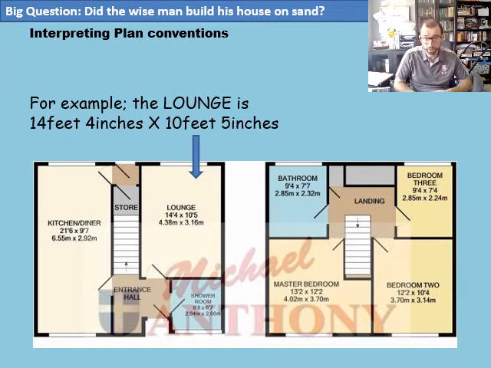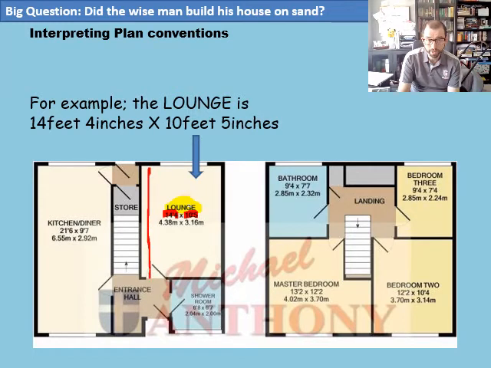So let's have a quick look at this. The lounge itself is named lounge, highlighting that in yellow, and then the size of that is 14 foot 5 inches by 10 foot 5 inches. That's just identifying the 14 is that way and the 10 is that way. Because it's a rectangle, you can tell the longest dimension and the shortest dimension. So just be aware of that.